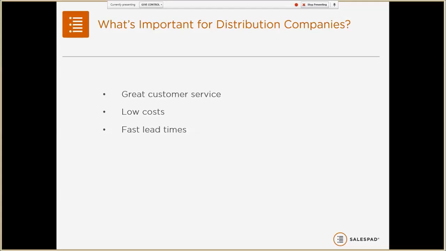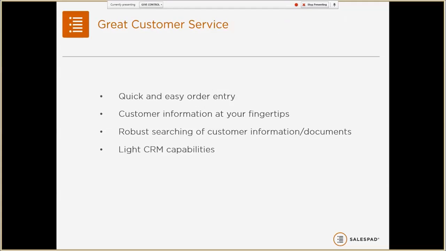I think these three things kind of sum up what it really takes to be an elite distribution company. Great customer service, low cost, and fast lead times. You could add an abundance of other things out there, but I wanted to sum it up in a few. So let's start with great customer service.